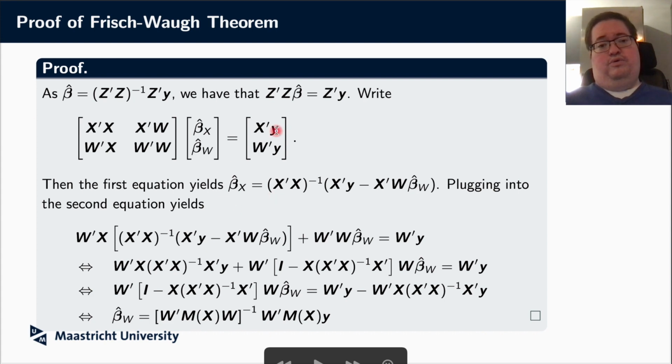And now it's really only a matter of solving the equations. So I can take the first equation and solve that for beta hat x. So I get this expression here and plug that into my second equation, and I start solving and rewriting. There's not much complicated going on here, it's just some standard least squares algebra. And I end up with the fact that my second part here, the beta hat w, corresponds to the outcome of these partial regressions.